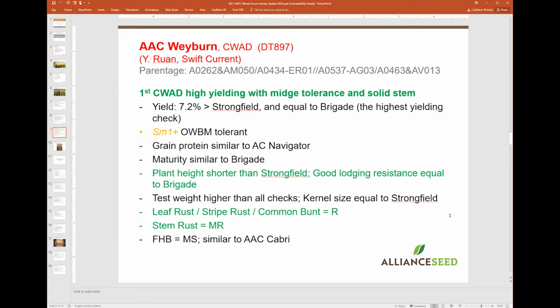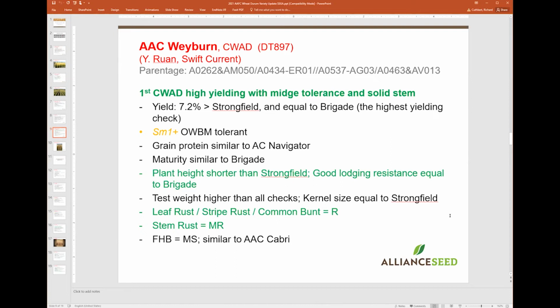Its yield is 7.2% more than Strongfield and equal to Brigade, which is the highest yielding check in the registration system. We said SM1 positive, midge tolerant, grain protein similar to Navigator. Plant height is shorter than Strongfield and has good lodging resistance equal to Brigade. Test weight is higher than the checks, and kernel size is equal to Strongfield.